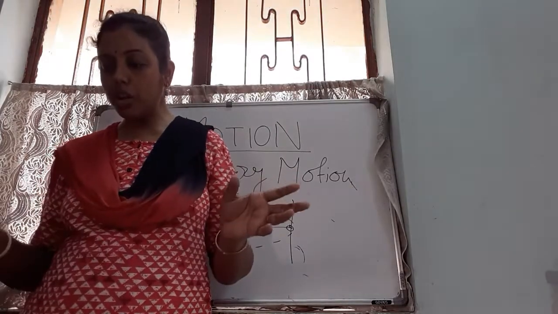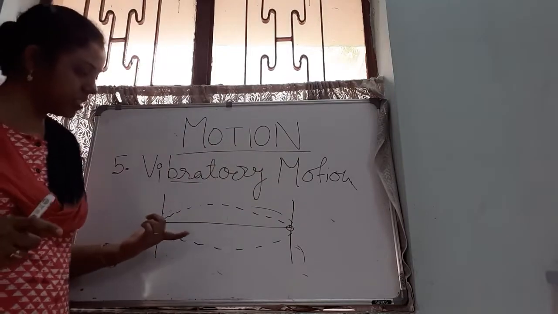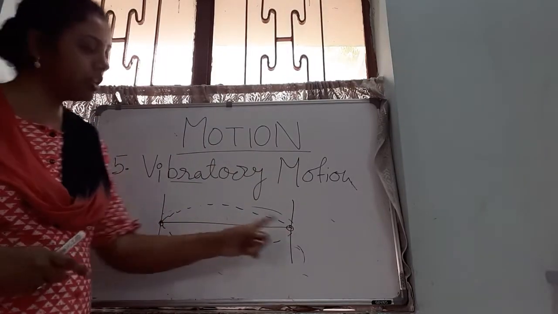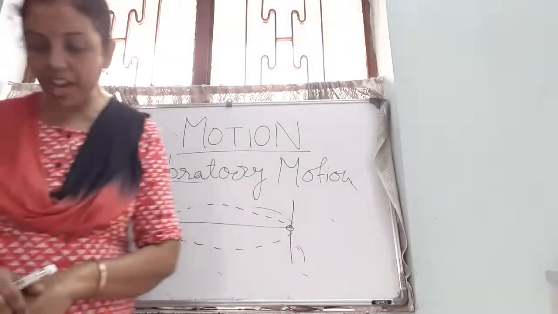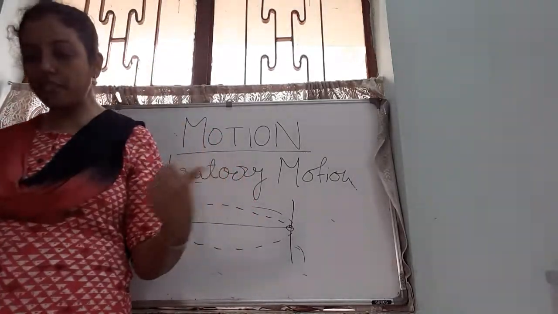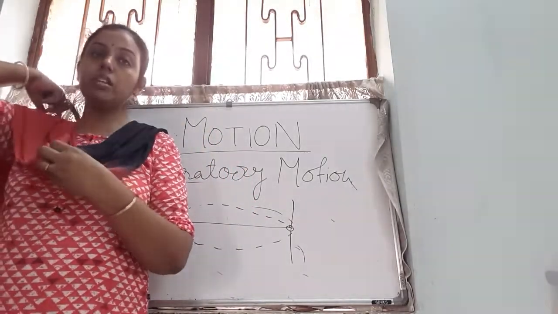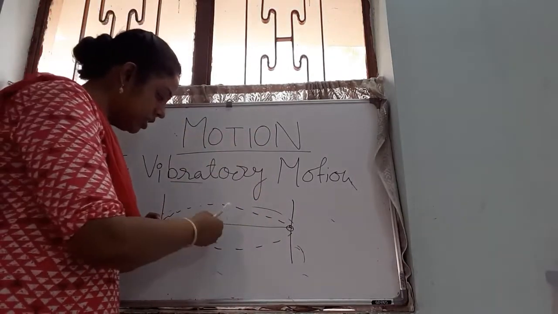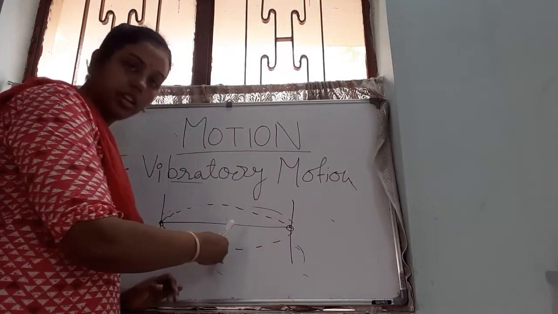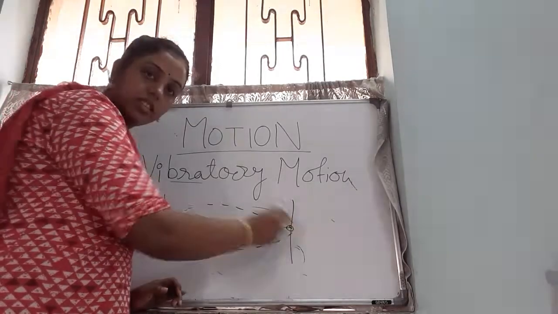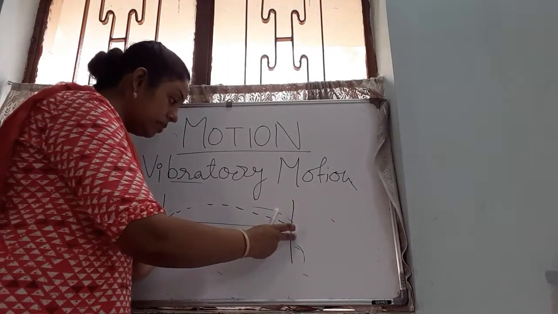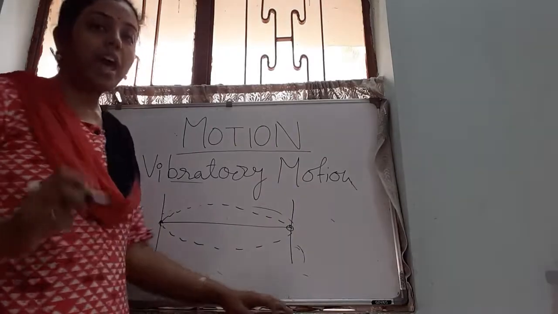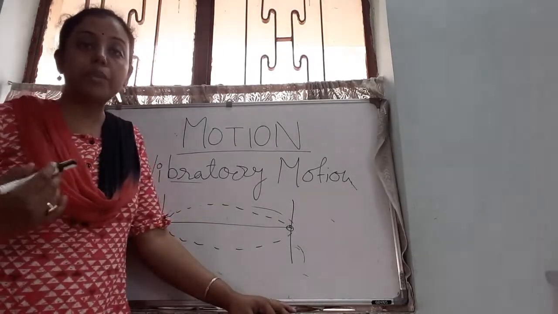A part of the body always remains fixed, and the rest of the part moves to and fro about its mean position. The to and fro, from here to here. The part of the body is fixed, where it is moving with a vibration.